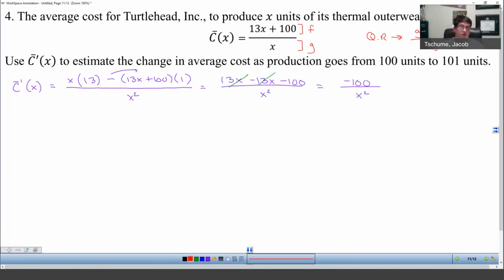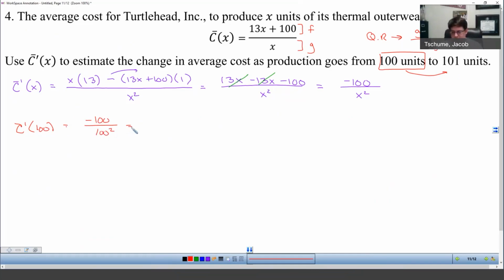Now, here's where you have to understand the idea of marginals to do this correctly. You want to estimate the change in average cost as production goes from 100 to 101. So with marginals, if you're trying to estimate that change as you go up 1, you always plug this first number in, because plugging 100 in will estimate the change as you go to 101. So I'm actually going to do C bar prime of 100, and that's going to be negative 100 divided by 100 squared.